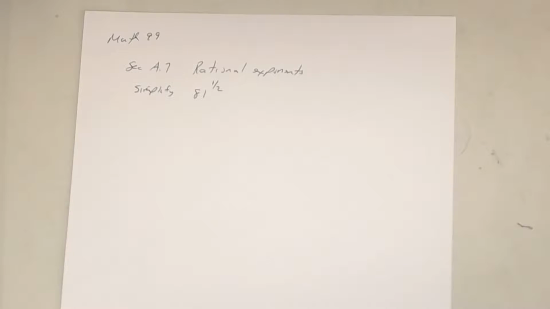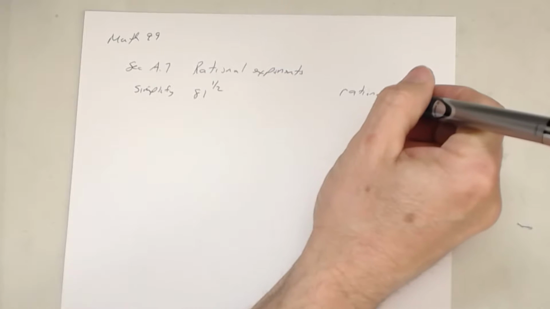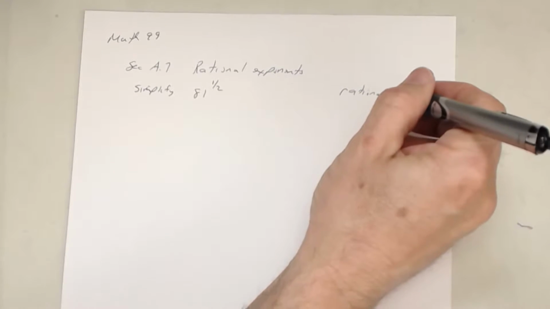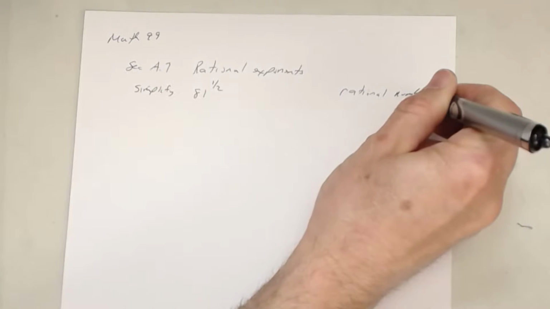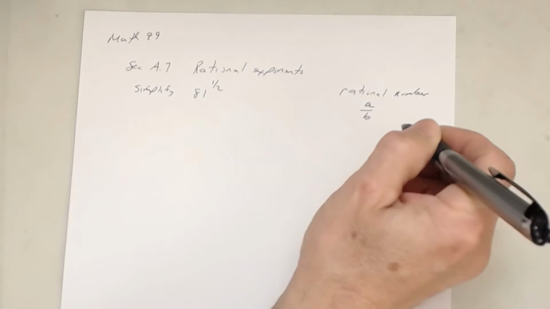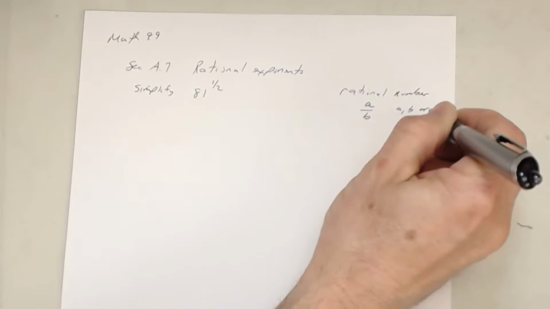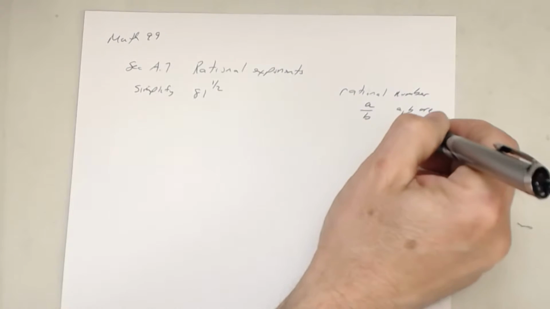1/2 is a rational number. 2 is a rational number. So when we said 81 squared, 2 is a rational number. 1/2 is a rational number. Remember you talked about two kinds of real numbers, rational versus irrational? A rational number is any number that can be written in the form a over b, where a and b are integers.